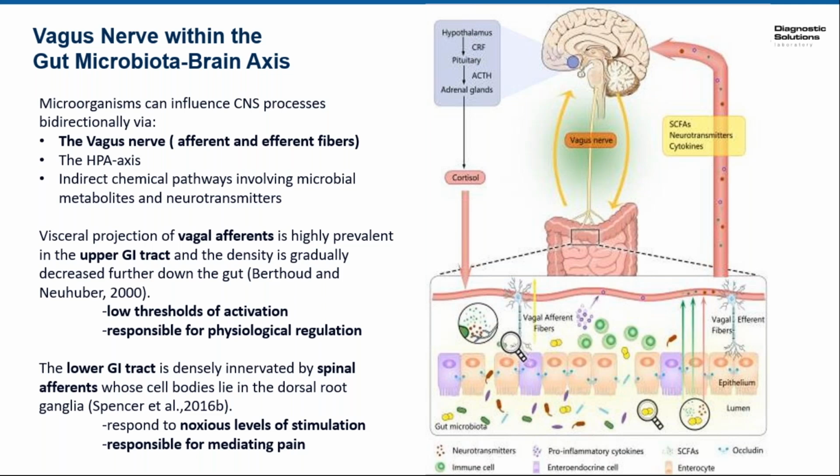And as we're talking about this vagus nerve connection, what I want you to understand is you've got these vagal afferents, which I showed you on the previous figure. And where are they located? They're highly prevalent in the upper GI tract. It doesn't mean they're not present at all in the lower GI tract, but they lose their density as you go down the GI tract. Their action is around a low threshold of activation, so your everyday physiological regulation.